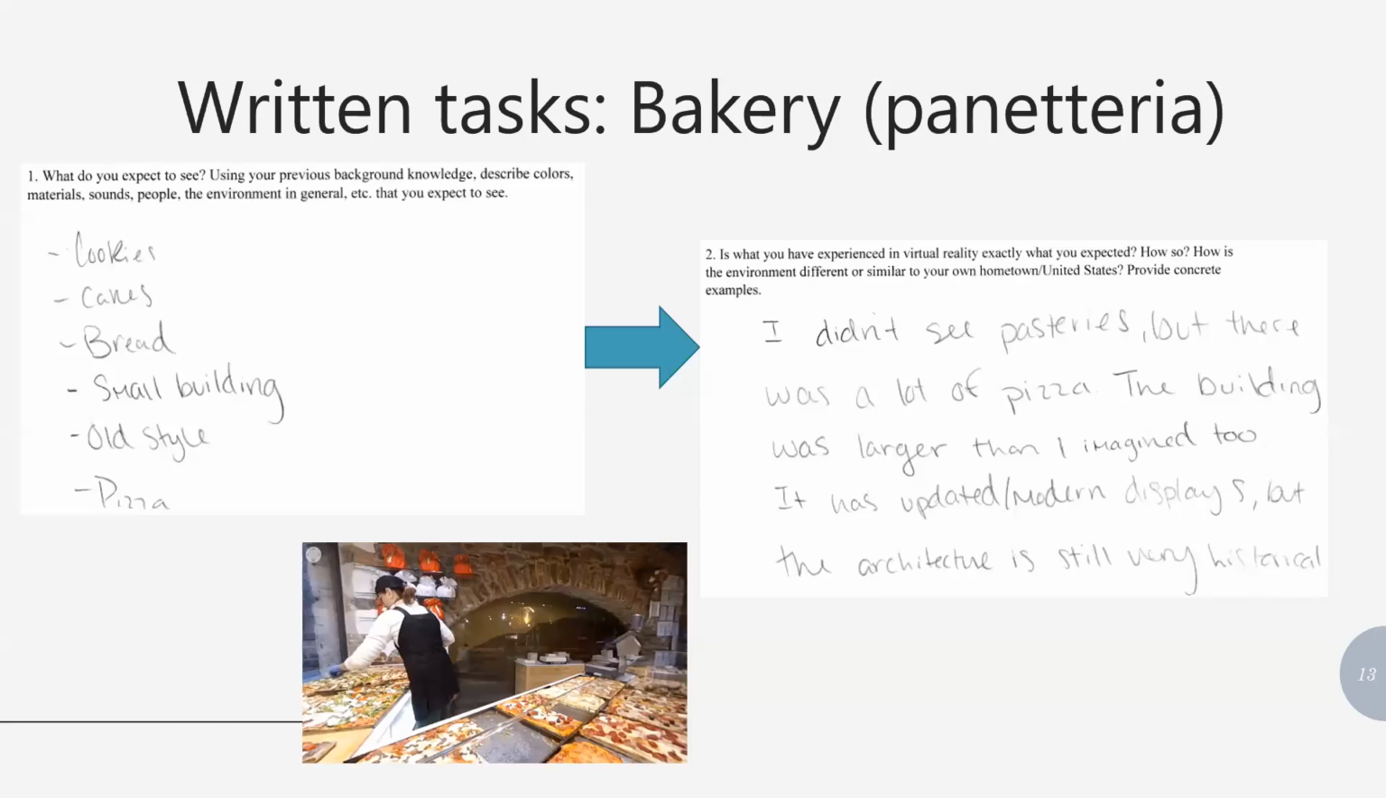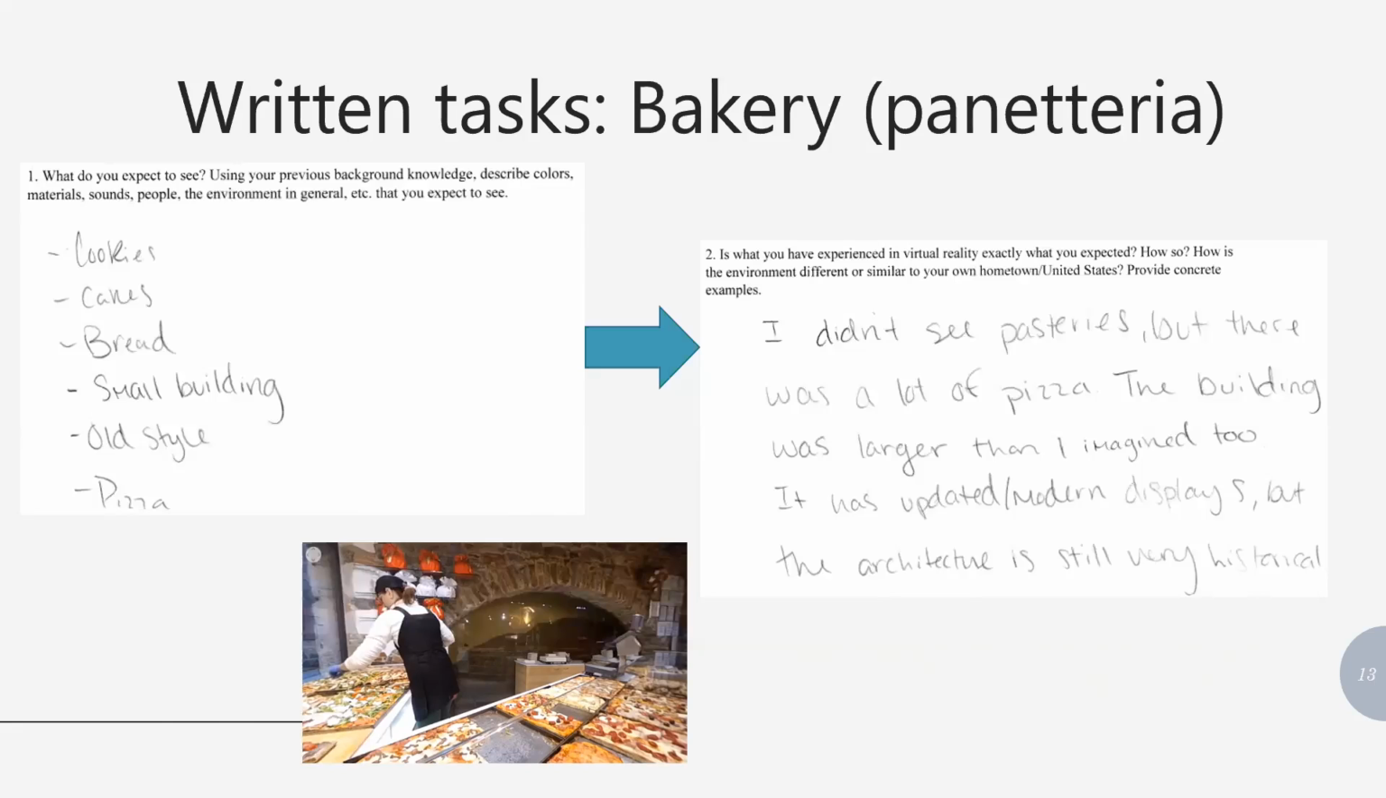And this student wrote that she expected to see cookies, cakes, bread, a small building, old style. But after the viewing, she said that she didn't see pastries, there was a lot of pizza, the building was larger than she imagined, it was updated with modern displays, but the architecture was still very historical.